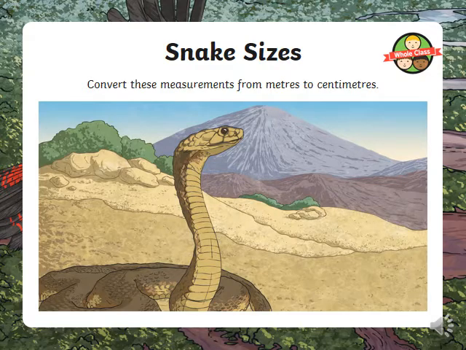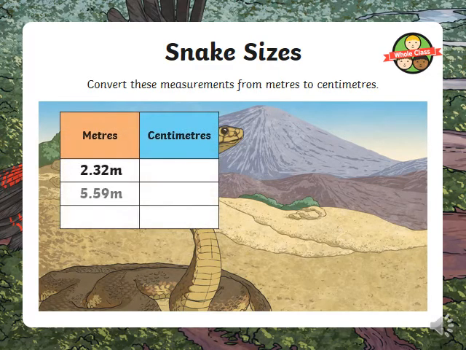Now let's have a go then using that skill. Can we convert these measurements from metres to centimetres? So we have 2.32 metres, 5.59 metres, and 4.85 metres. Pause the video. Can you write down what those measurements would be in centimetres?